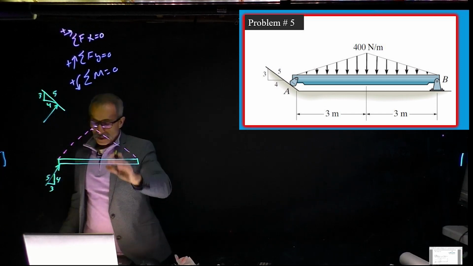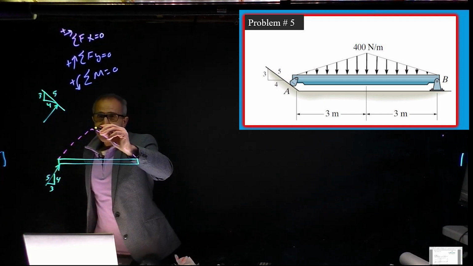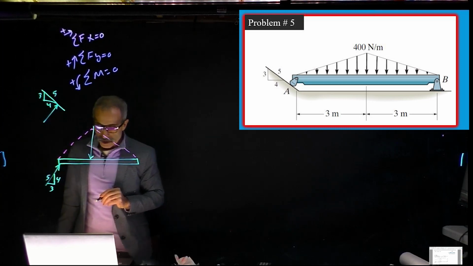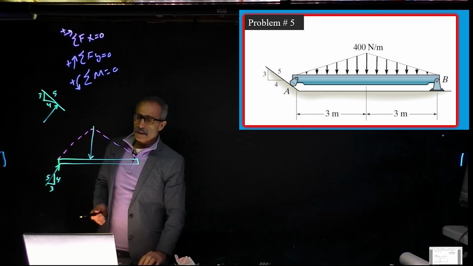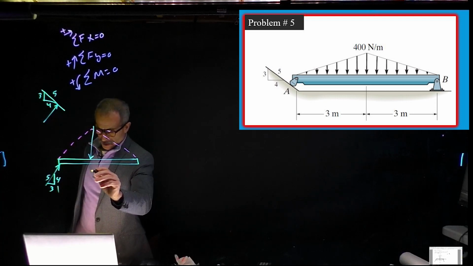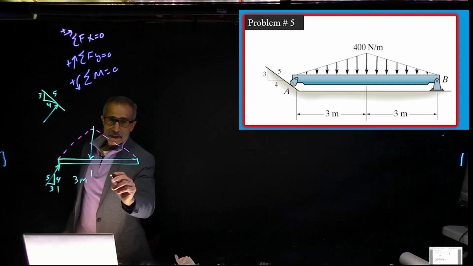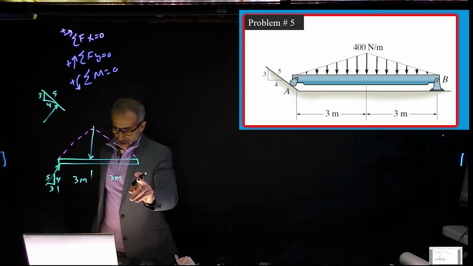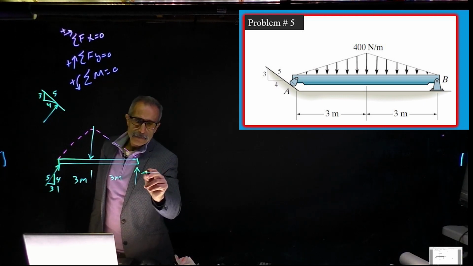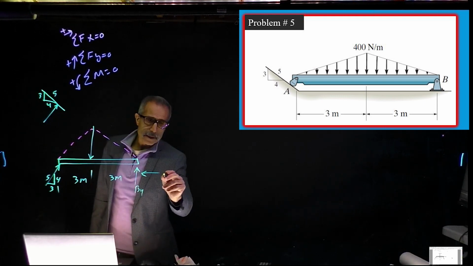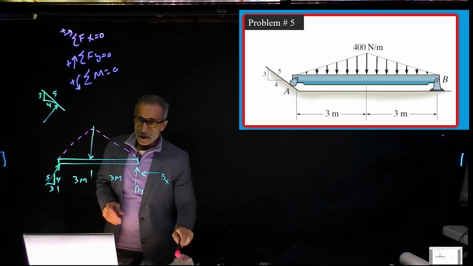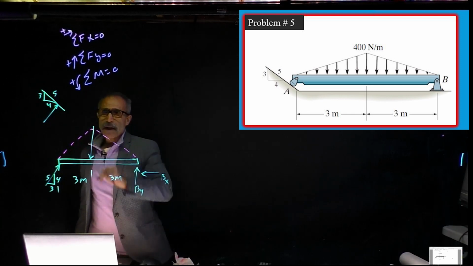Now, instead of all that uniform distributed load, I'm going to replace it with one load right at the center, and we're going to find the magnitude of that load. The center of the triangle is about 3 meters from one side, and the other side is 3 meters. Here we have a pin, so we'll label the reactions B y and B x. What is the magnitude of this load?